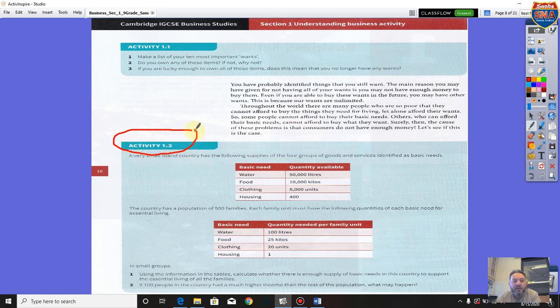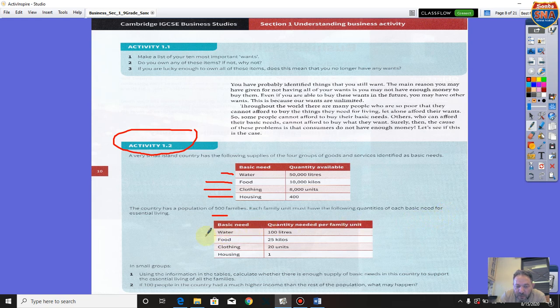Okay, guys. A very small island country has the following supplies of the four groups of goods and services identified as basic needs. Water is a need. We cannot live without water. The quantity available is 50,000 liters. Food, 10,000 kilos. Clothing, 8,000 units. Housing, 400 houses. The country has a population of 500 families.